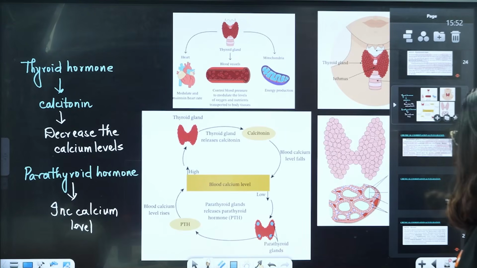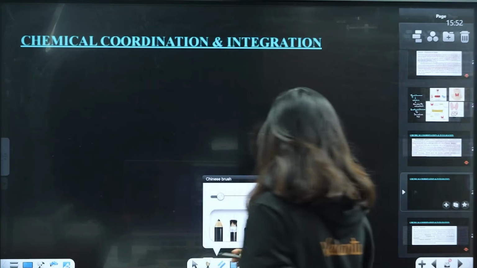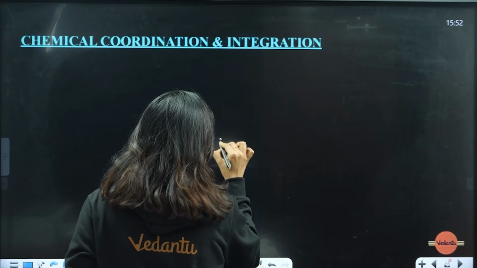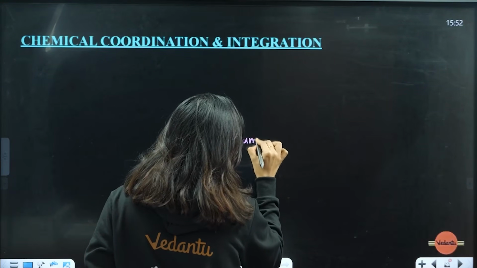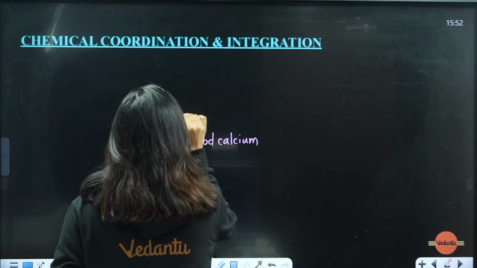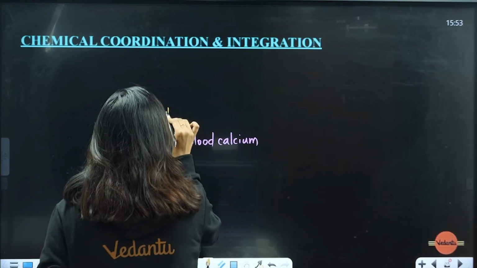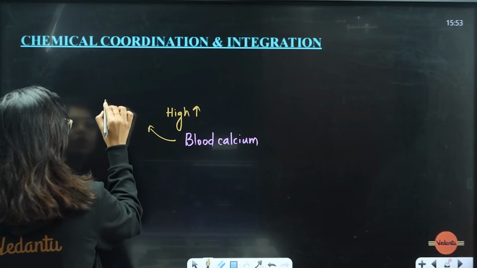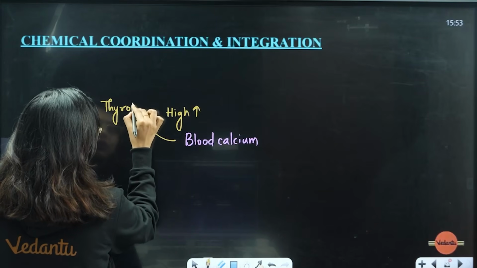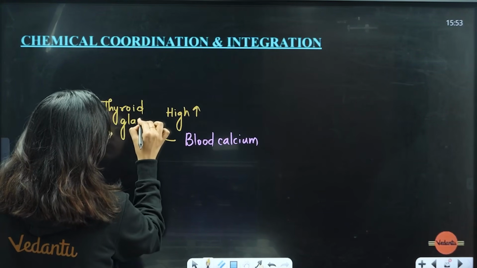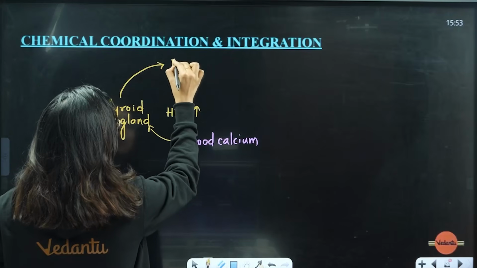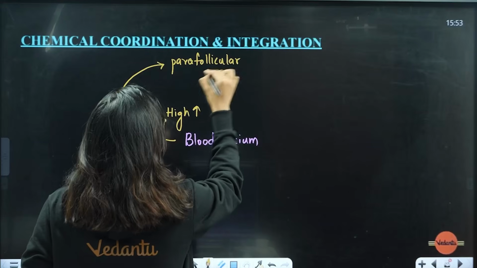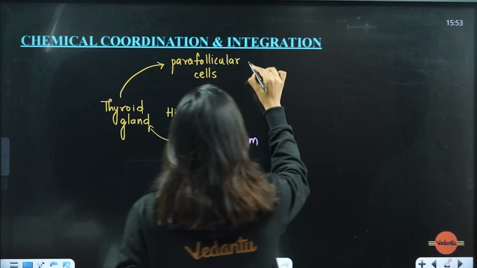Okay, Graves' disease we have done. Here I will just write blood calcium. Okay, if it is high, immediately who will get the signal? Ma'am, thyroid hormone will get the signal. Sorry, the thyroid gland will get the signal. From the thyroid gland, the parafollicular cells, they will release what, students?